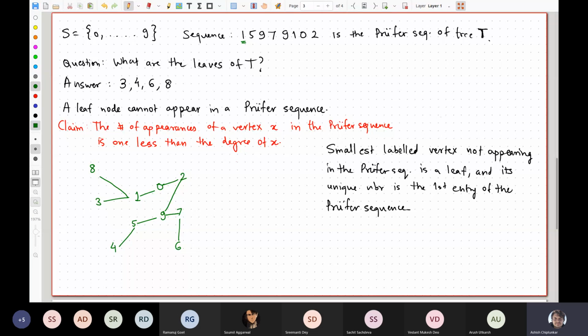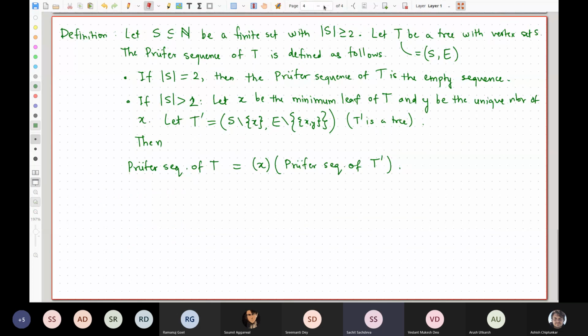Somebody else had raised their hand. Was it you, Vedant? Sachit. Okay, Sachit had raised. Sorry. Yeah, Sachit. Yes, shouldn't it be Y followed by the Prufer sequence of T prime? Good, sorry, my bad. You record the neighbor. You don't record the leaf which you remove. Yeah, absolutely. Thanks, Sachit. So the Prufer sequence of T is Y followed by the Prufer sequence of T prime.